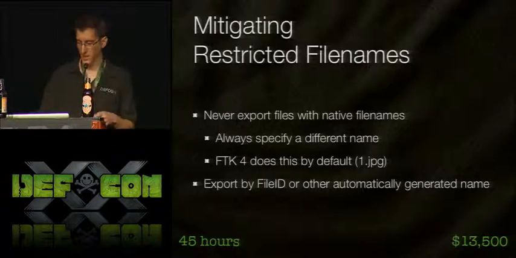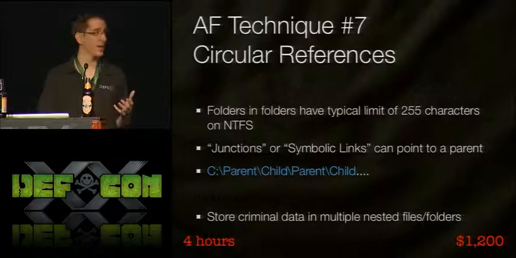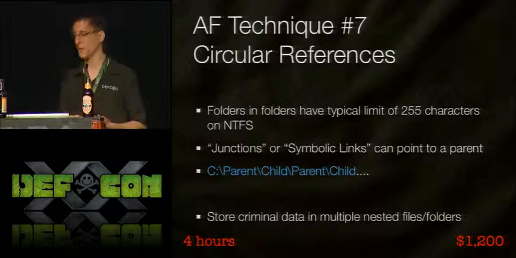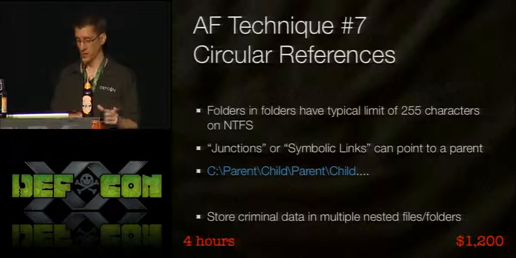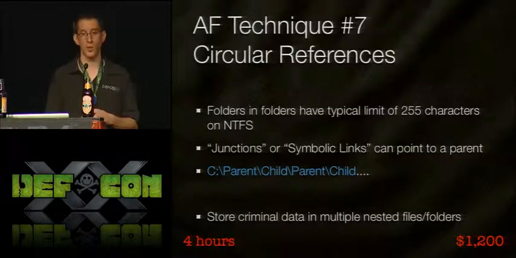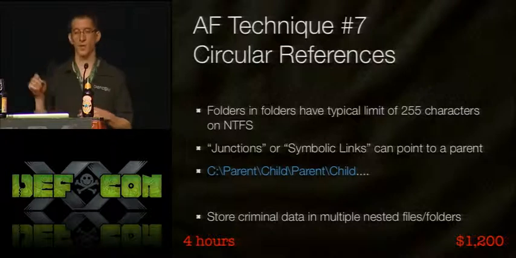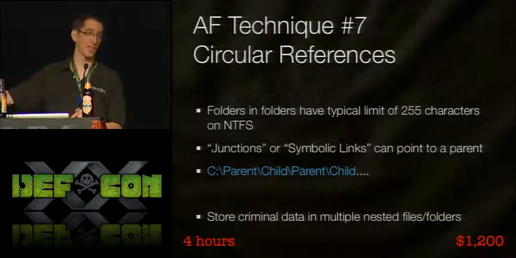The next technique is kind of a fun one. I did some research on this, and I really like this technique. Basically using circular references. If you're a Linux user or a Unix user, you're familiar with symlinks. But if you're a Windows user, this may be a little bit foreign to you. Folder names typically have a limit of 255 characters. You can't have a path that is longer than that. You can use one of two features in the Windows operating systems. One is called junctions, which was introduced in Windows 2000, and one is called symbolic links, which was introduced in Windows XP. Either of these will allow you to link a folder to another folder, so that as you click on that folder, you're really jumping across the file system to somewhere else.